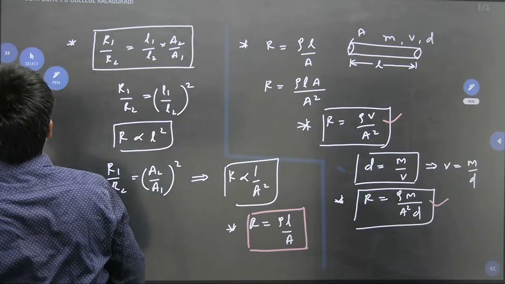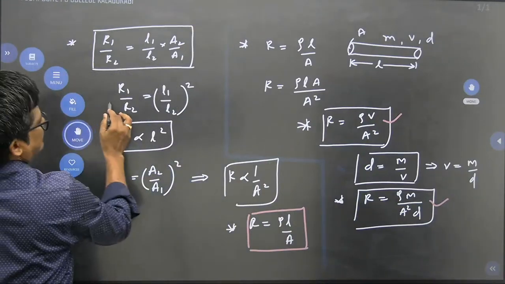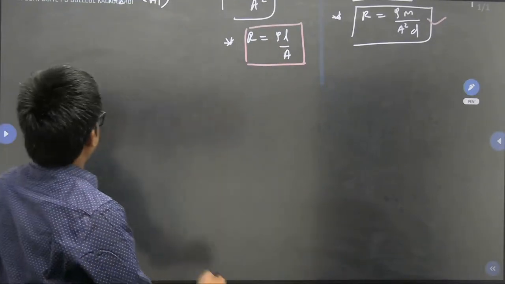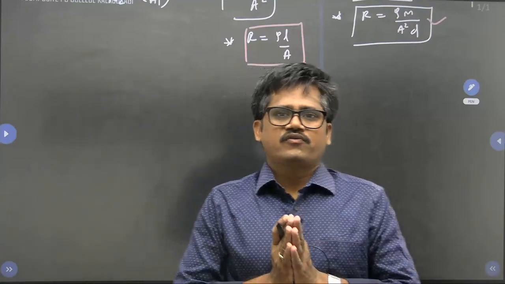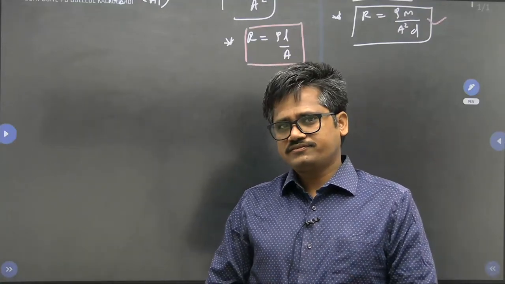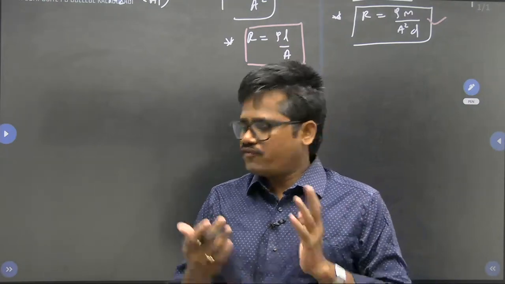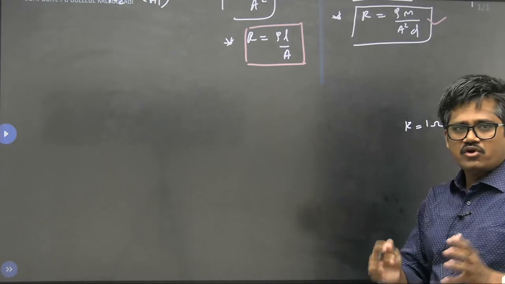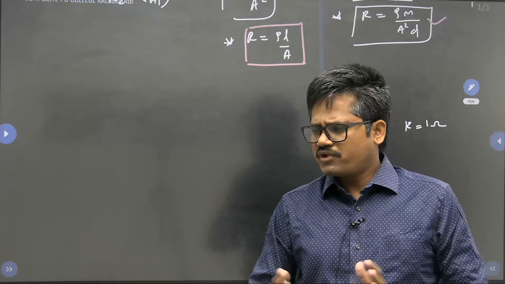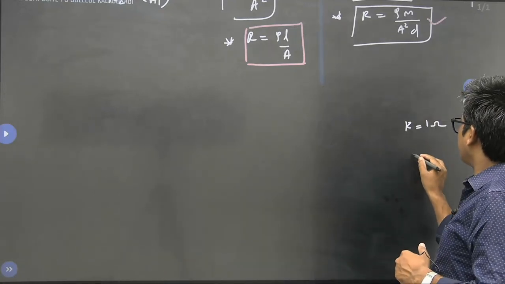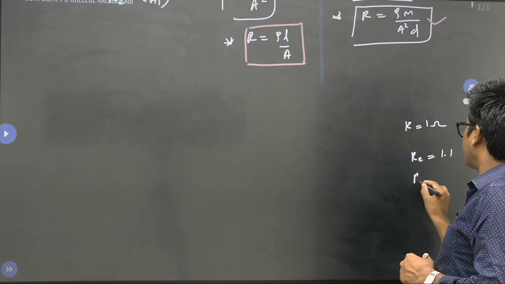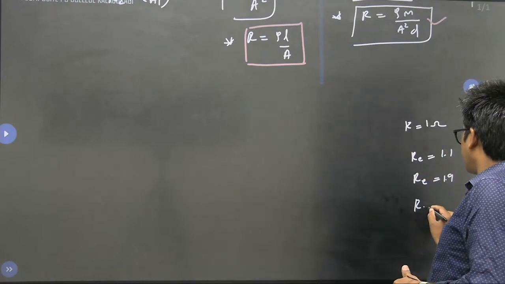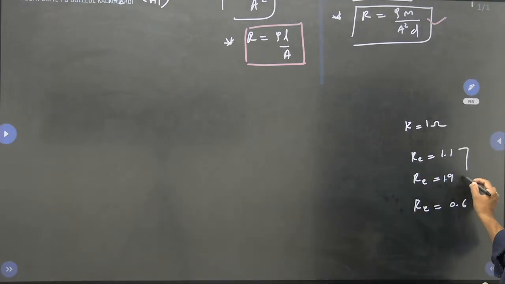Let me move on now to the next concept. Suppose we have 10 resistors, each with a resistance value of 1 ohm. You have 10 resistors of the same value, 1 ohm. Somewhere in a circuit, you may need an effective resistance of 1.1 or 1.9. Sometimes a circuit demands an effective resistance of 0.6. The manufacturer will not manufacture values like these.